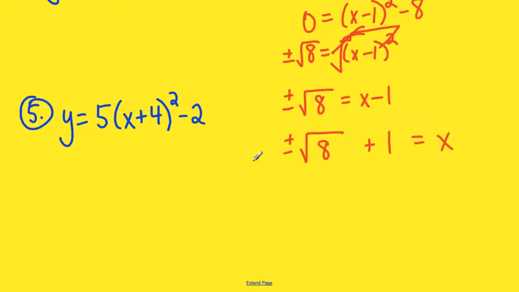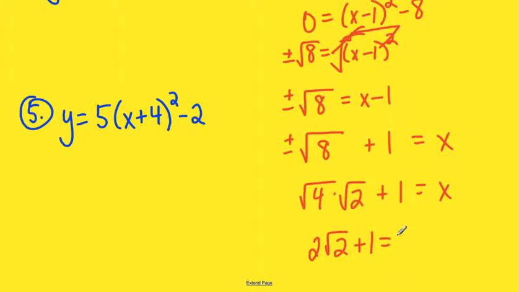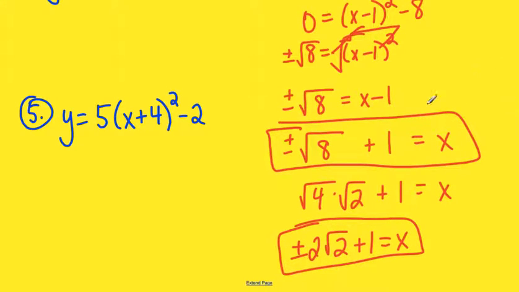Okay? You can reduce the square root of 8 to be the square root of 4 times the square root of 2, which would be 2 square roots of 2 plus 1, plus or minus in front of that, because there's a plus or minus. Either one of those is acceptable. This is more acceptable because it's simplified.